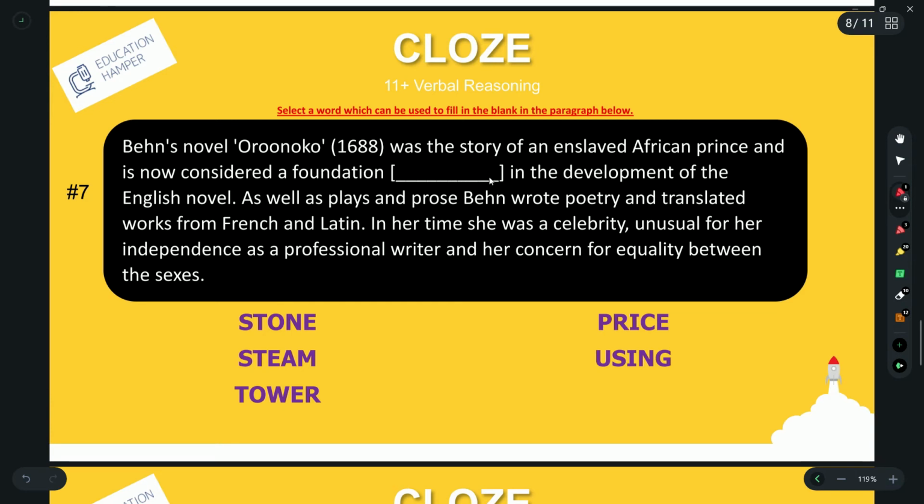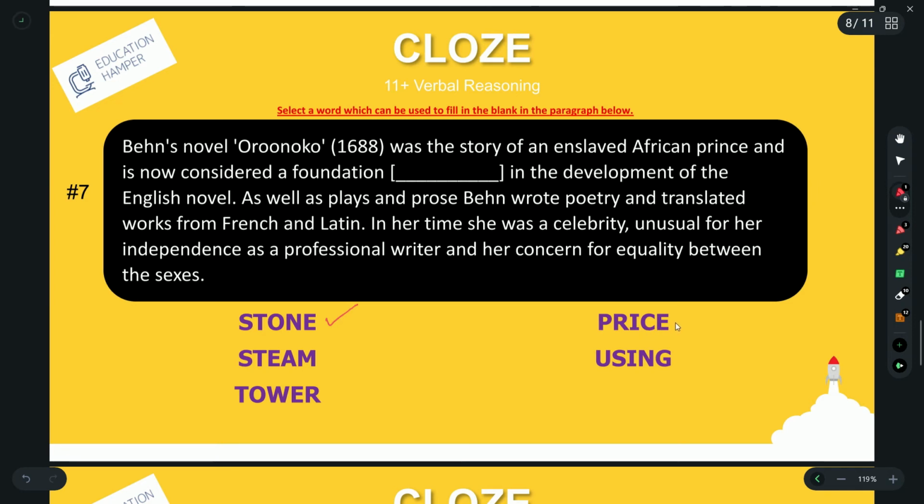The word will fit this sentence and make sense within this paragraph. So foundation stone. Generally, when you're building something, you have a strong foundation stone at the bottom. If you put that in the context of this sentence, if we're saying that her novel Oroonoko is now considered the basis of most English novels, foundation stone seems like a good answer to fit this space. So let's mark that as a possible.